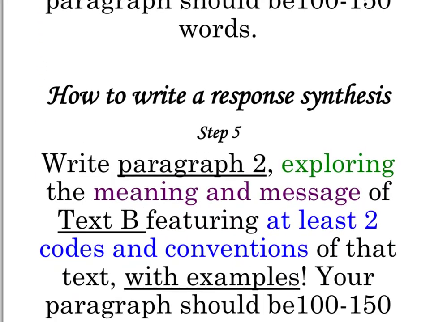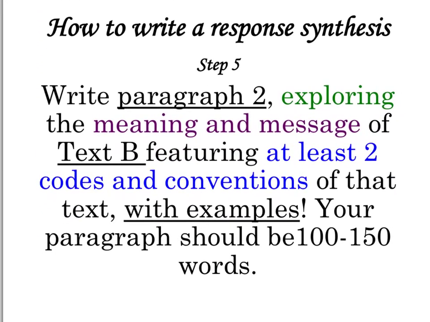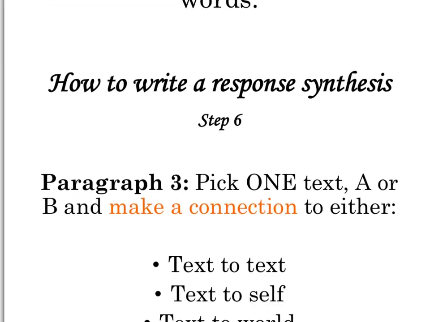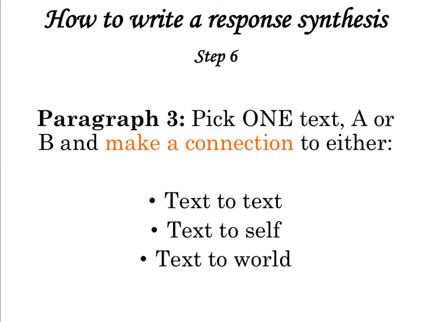So nothing new here. Step number 5 is to write your second paragraph. So this time you explore the meaning and message of text B, and you look at least 2 codes and conventions of text B. Same thing as paragraph 1, you just look at a different text. Step number 6, the last paragraph. So you need to pick one text, and you need to make a connection to that text. And the types of connections you can make are either text to text, text to self, or text to world. Let's go through those quickly.